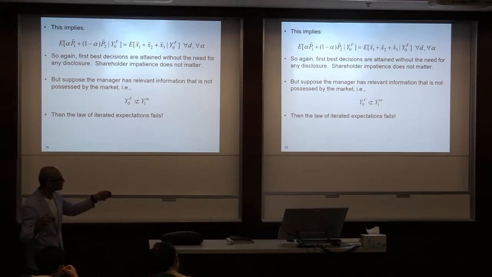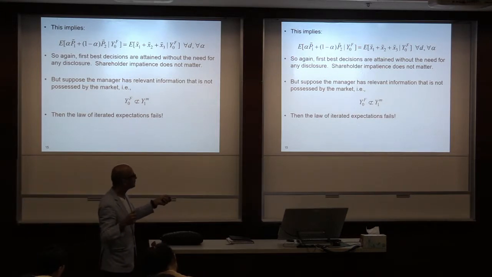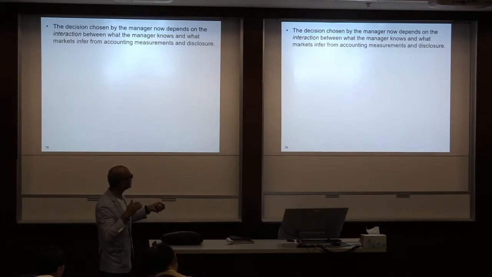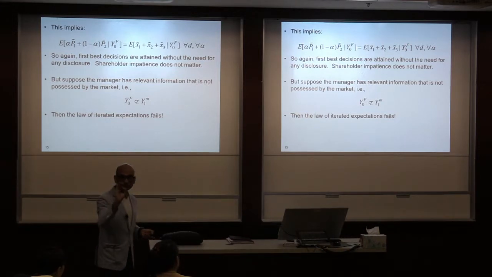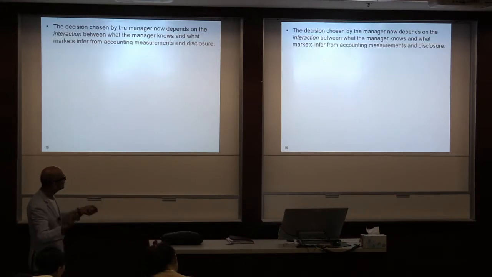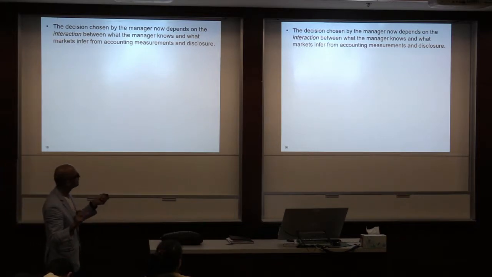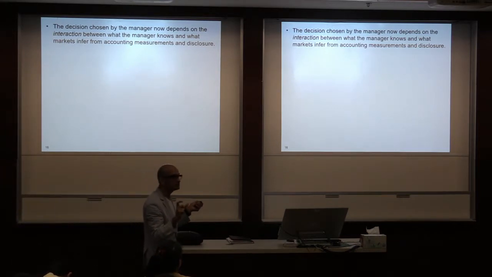The law of iterated expectations fails. In other words, this objective function is no longer equal to E of X1 plus X2 plus X3. Now the weight you put on P1 and the weight you put on P2 matters. Impatience matters. Alpha matters now, right? More importantly, I will show you today that the decision chosen by the manager now depends on the interaction between what the manager knows and what the market can infer from accounting measurements and disclosure.